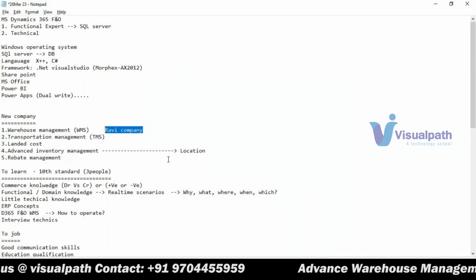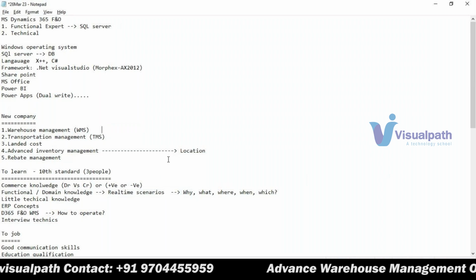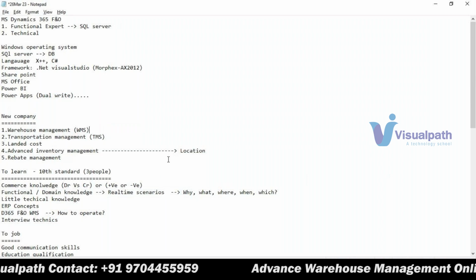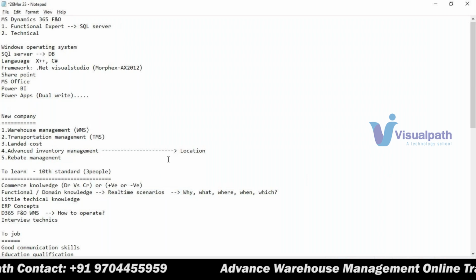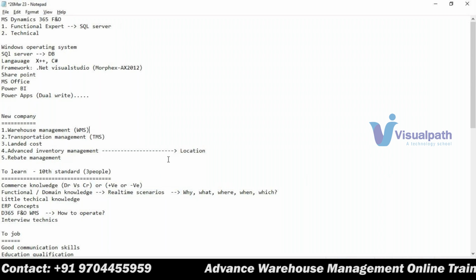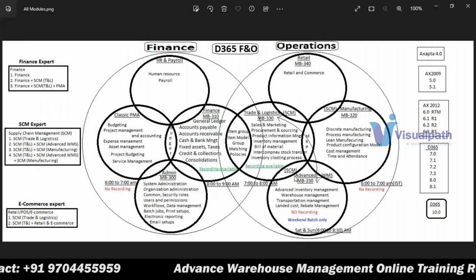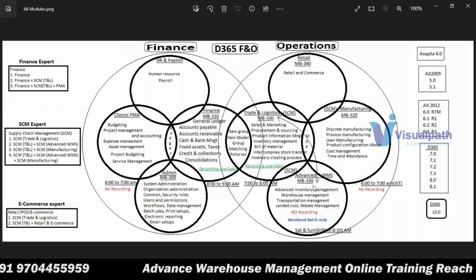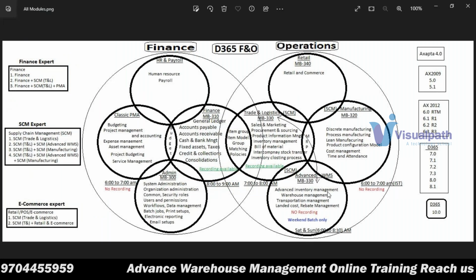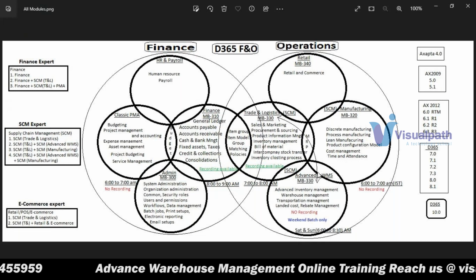Got my point? You will not learn this outside. If you go to any institute, they will not teach you in a new company. So that is the reason this warehouse management will take 4 months, not 2.5 months. Sometimes it may be extended to the fifth month, sixth month also. I don't have fixed timelines.